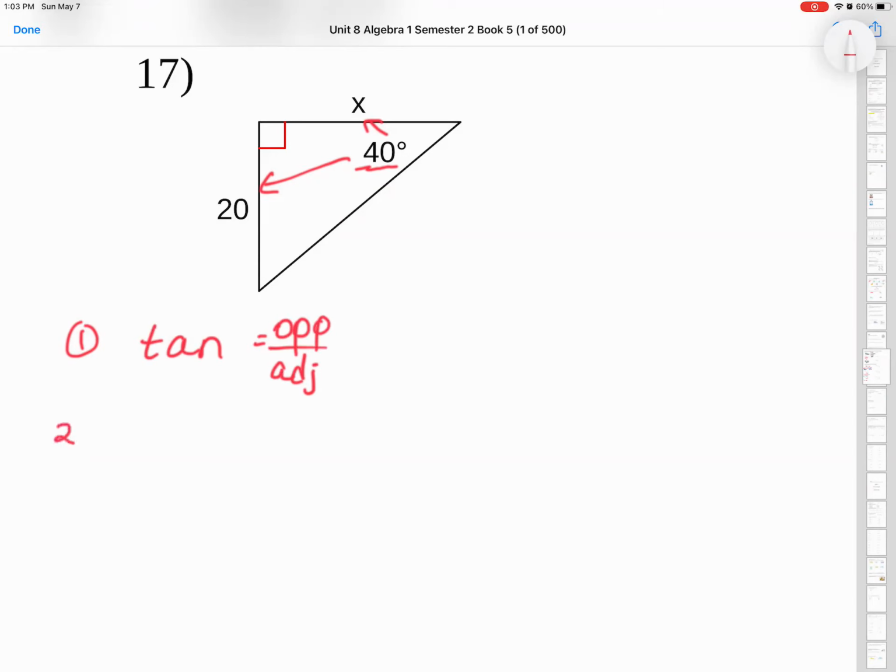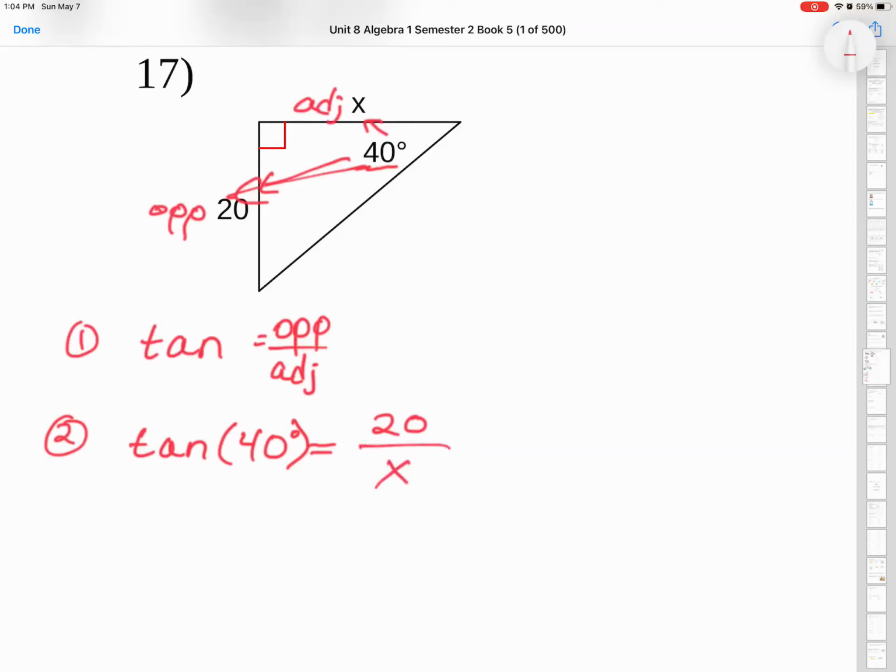So step 2 is going to kick in now, and we're actually going to create this equation then. We have the tangent of our angle measure, which is 40 degrees, equals opposite, which is, in this case, 20, right? Opposite is 20. Adjacent is our x. So we actually have x on the bottom this time.